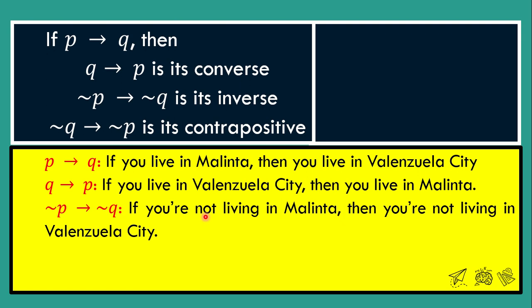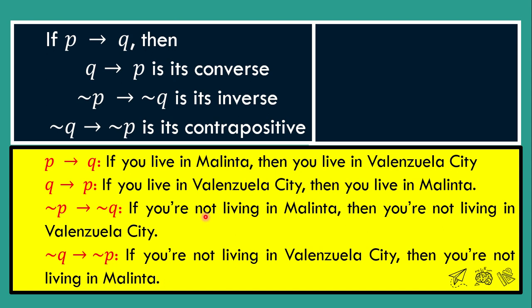Okay, lastly, we have contrapositive. For the contrapositive, we're going to interchange the premise and the conclusion, and at the same time, we're going to negate them. So we have here, if you're not living in Valenzuela City, then you're not living in Malinta. As you can see, we interchange the premise and the conclusion, and at the same time, we negate them.